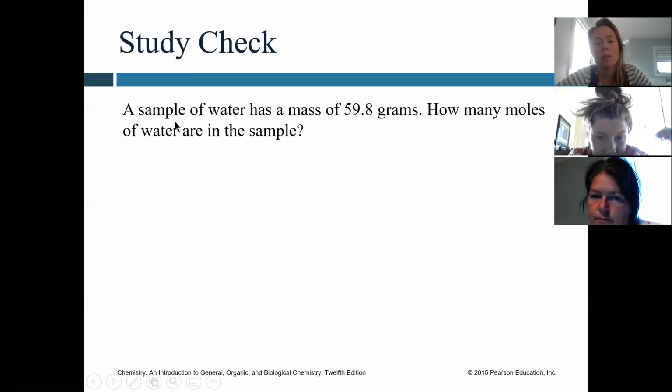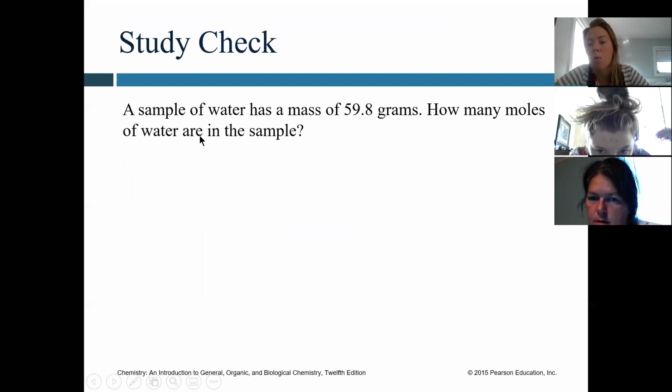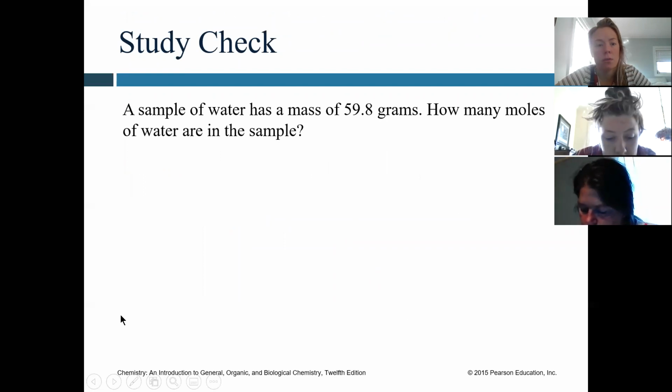Let's do another one. So a sample of water has a mass of 59.8 grams. How many moles of water are in the sample? So if that first one was a little rocky, hopefully this one will feel a little bit easier. It's very similar to the last one. We just have different values. Setup is the same though.